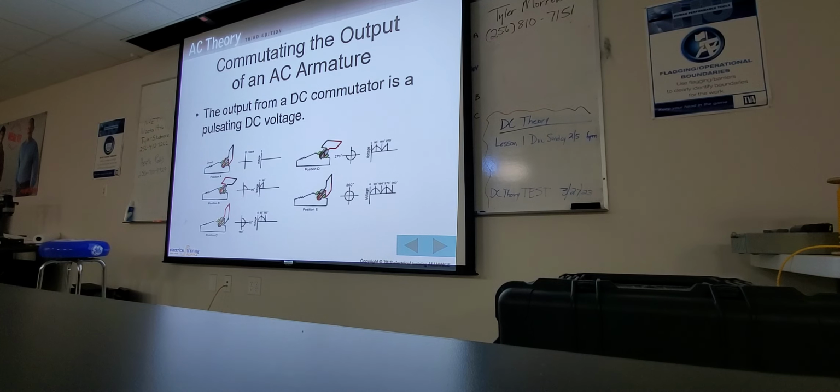The output from a DC commutator is a pulsating DC voltage. You can see in the bottom right picture that it never crosses that zero line. It's staying between zero and whatever the top is.